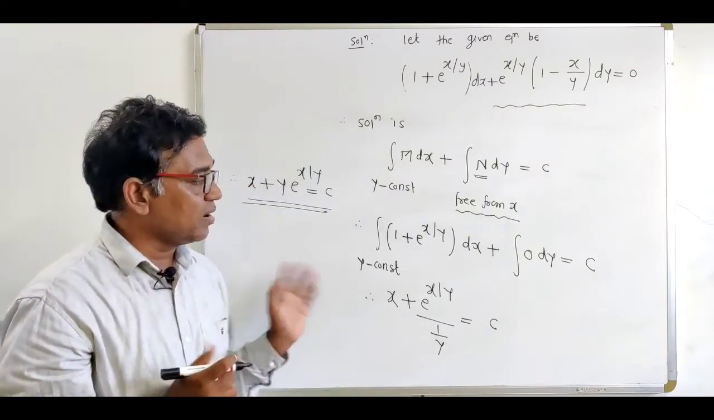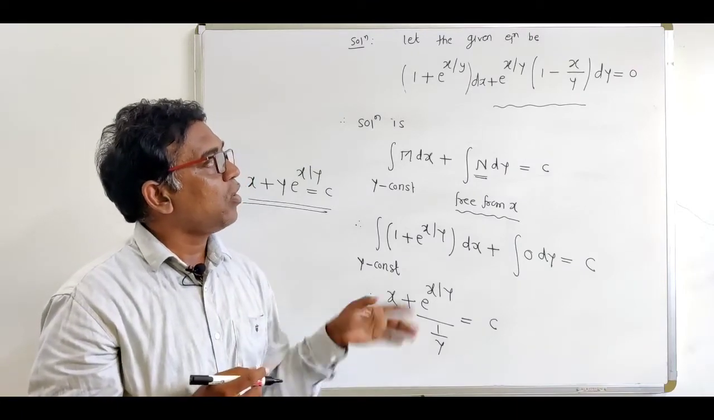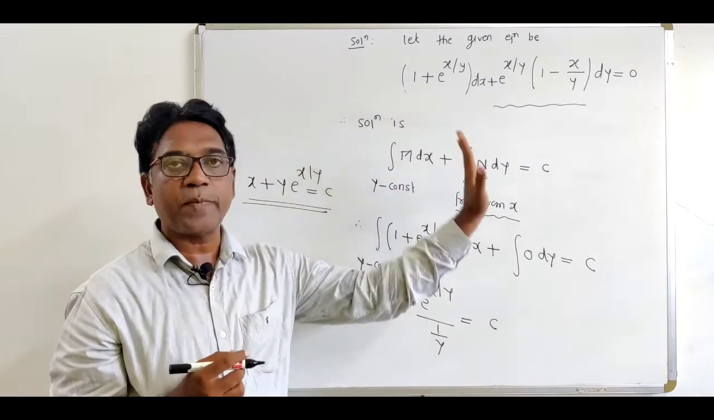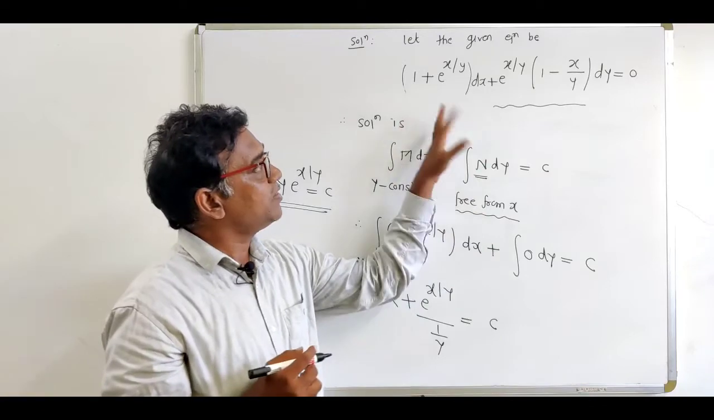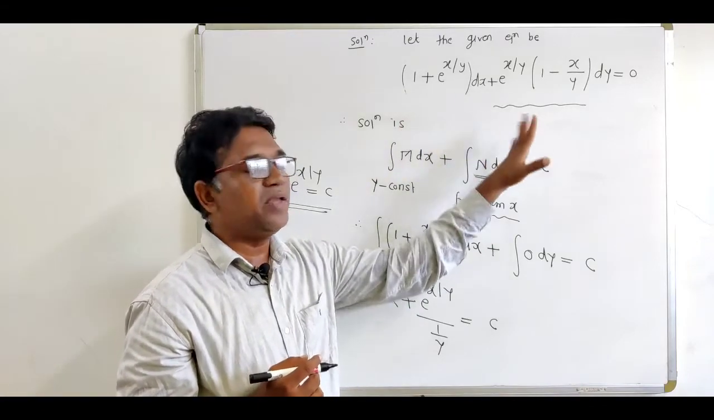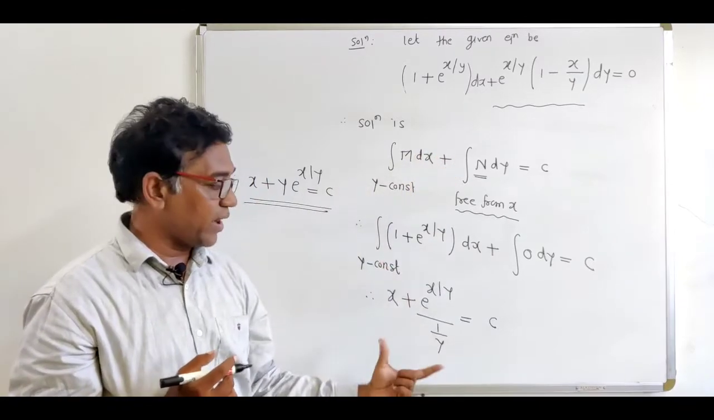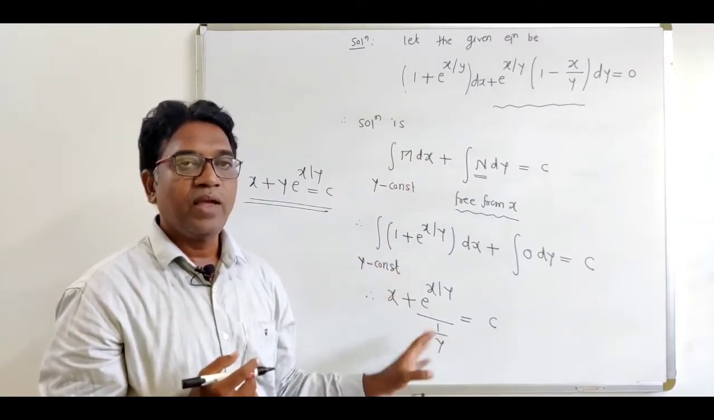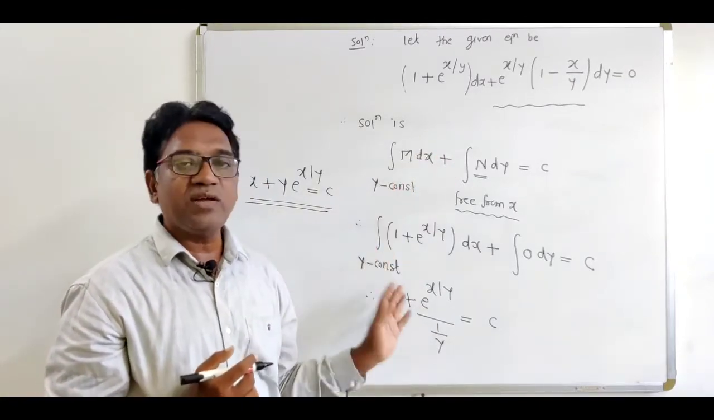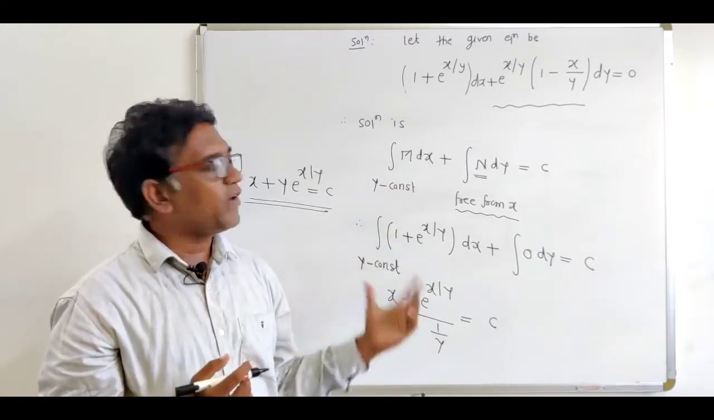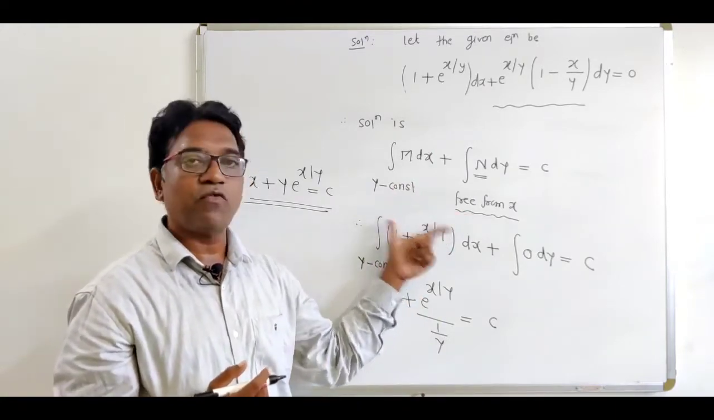So see how to find out the solution of a differential equation of this pattern. If this is the pattern M dx plus N dy equal to 0, then first of all check the given differential equation for exactness. And once the differential equation is exact, then we can find its solution by using this formula.